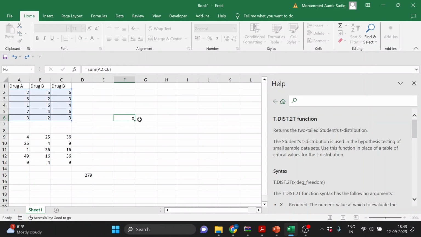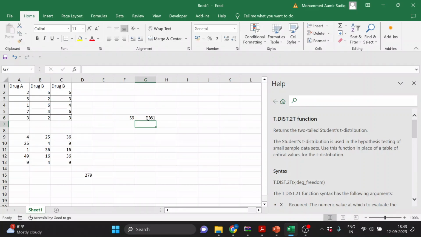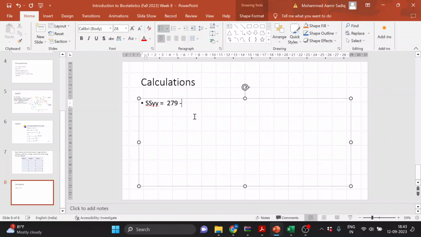I'm just doing all this calculation because it's 59 and then square this, it's 3481, and then I have to divide this by what? What should I divide this by? N, right? Where N is your number of samples. How many samples do we have? We have 5 3s are 15. So 3481 divided by 15. Okay, it's 232. This is my SSYY.